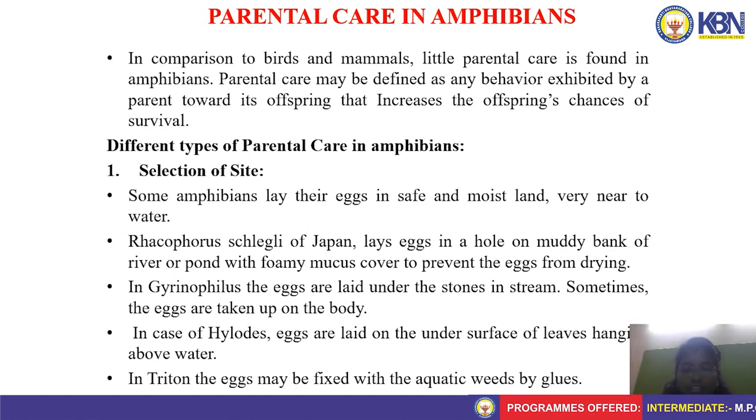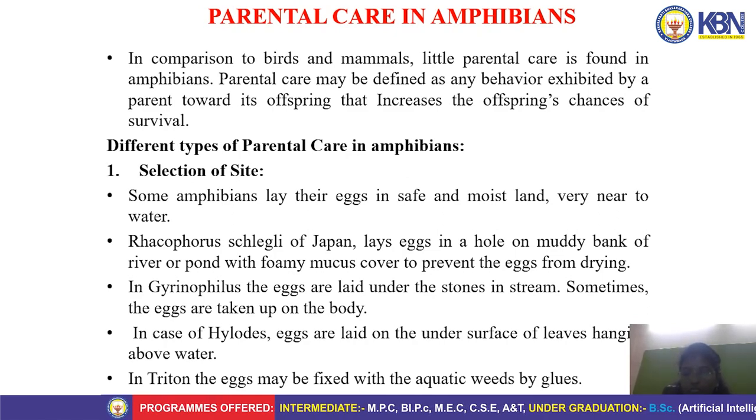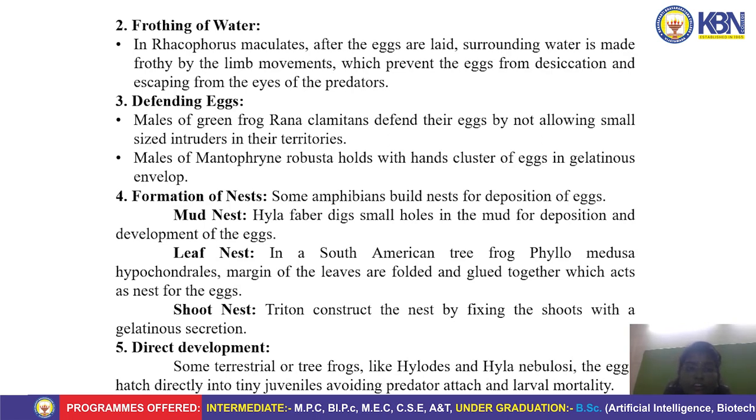In the case of hyoids, eggs are laid on the undersurface of leaves hanging above the water. In Triton, the eggs may be fixed with the aquatic plants by glues. Next, frothing of water. In Rhacophorus maculatus, after the eggs are laid, the surrounding water is made frothy by the limb movements, which prevent the eggs from desiccation and from the eyes of predators.